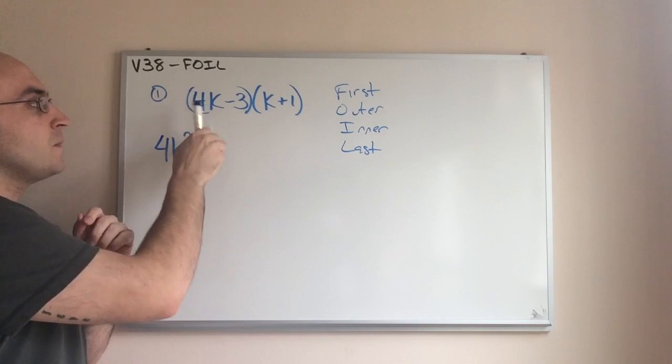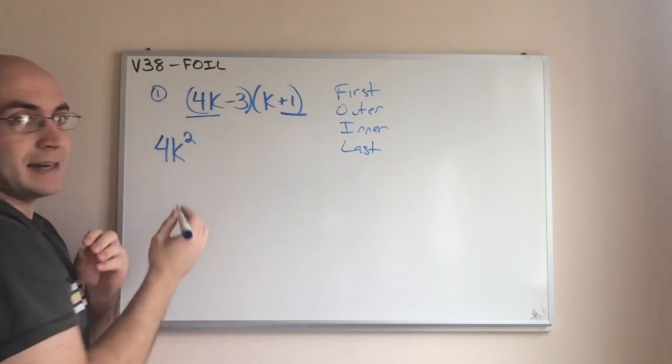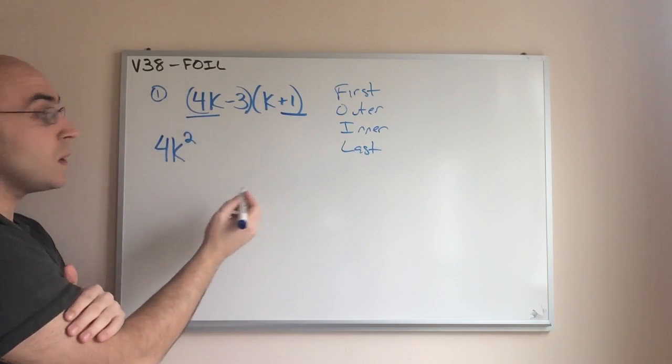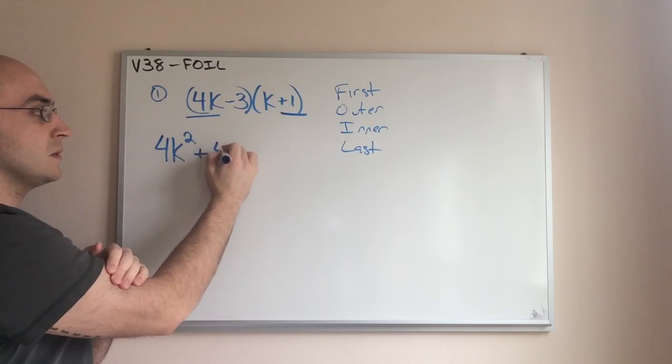Outer terms. This is an outer term, and that's an outer term. So I'm multiplying them together. So 4k times 1 is just simply 4k, but it's a plus, so it's plus 4k.